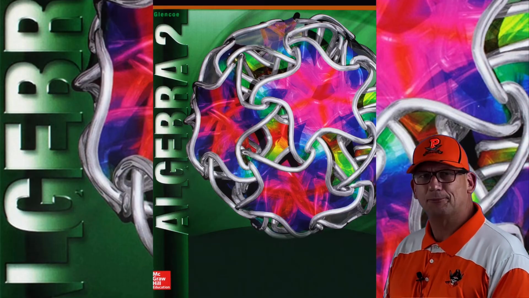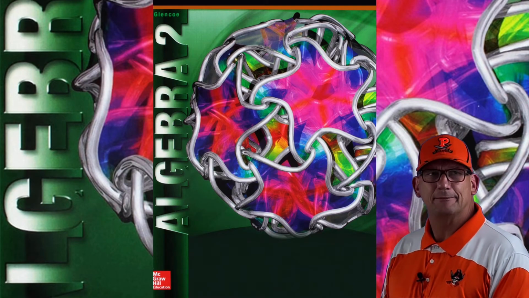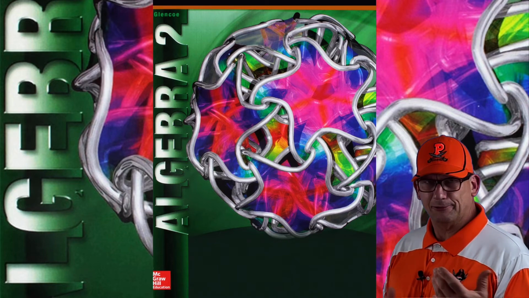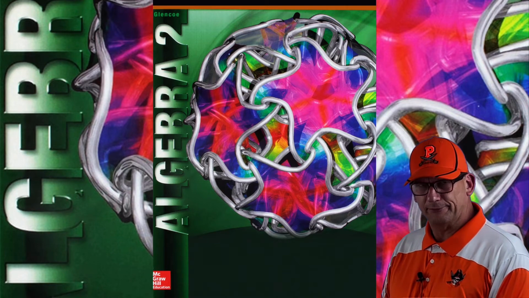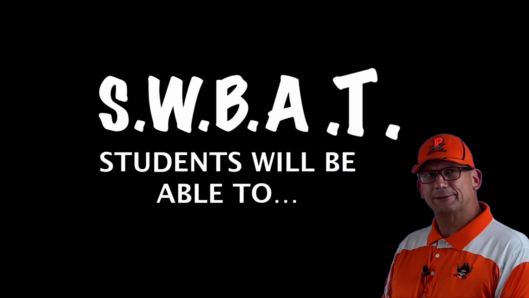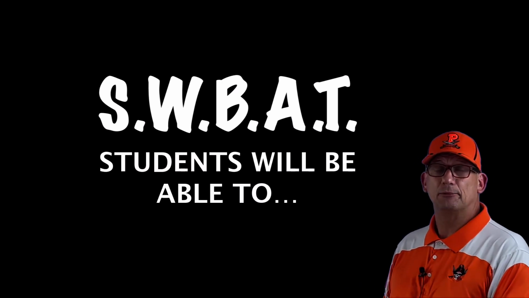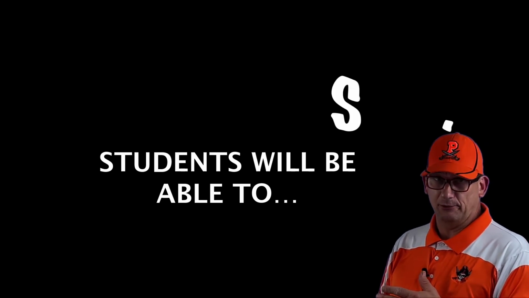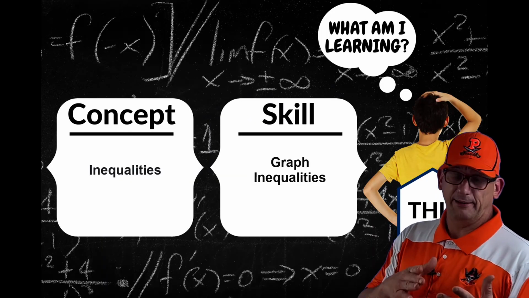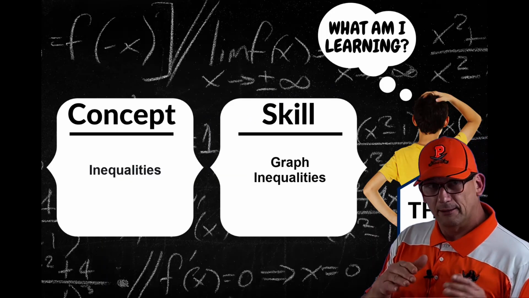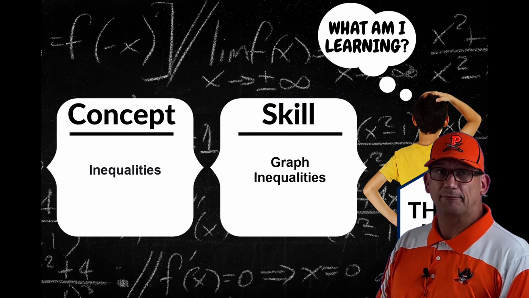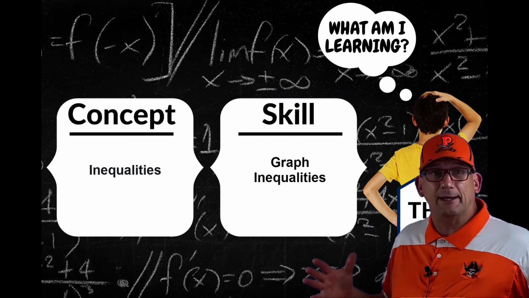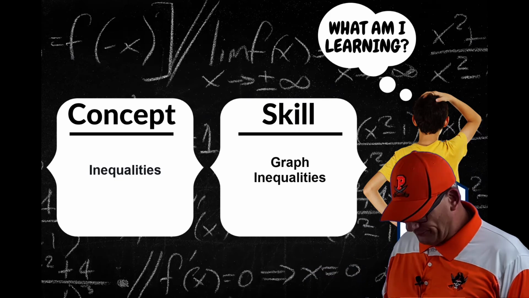Today we're looking at Chapter 2, Unit 8: graphing linear and absolute value inequalities. So after watching this video, students will be able to graph linear inequalities and absolute value inequalities. The concept is inequalities. The skill is being able to graph them. So I'm excited. Why don't we get started? Here we go.